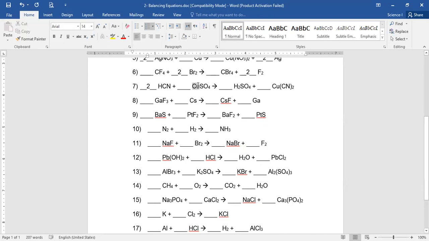How many Cu? 1. And here? 1. Okay. How many S? 1. And here? 1. How many O4? The oxygen, 4 and 4. So it's balanced, yes? Yes. Is it hard like this? No. Good. Okay. So let's find a new one here.